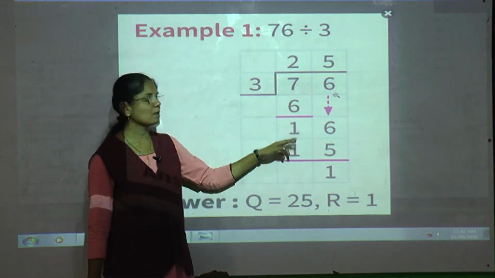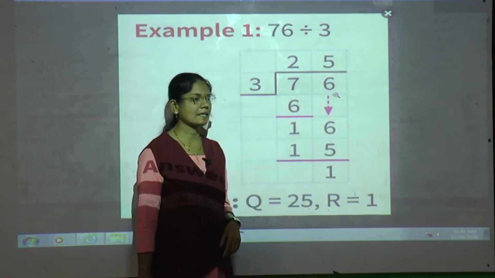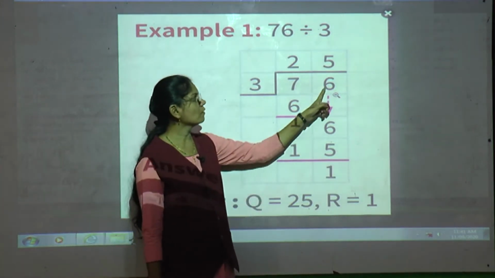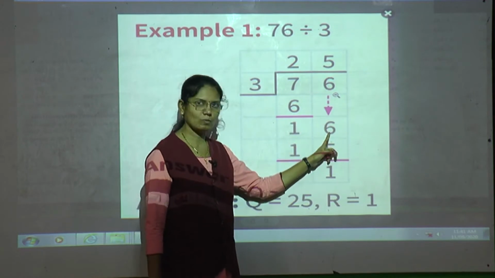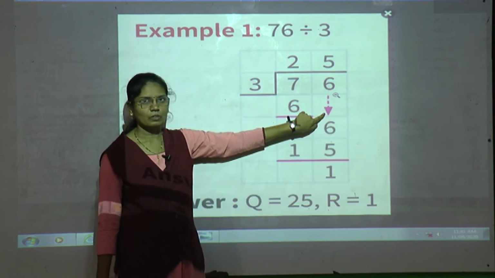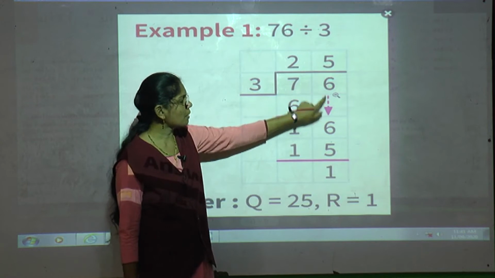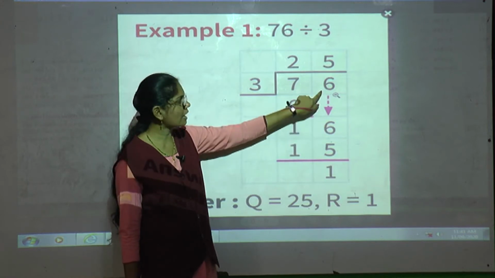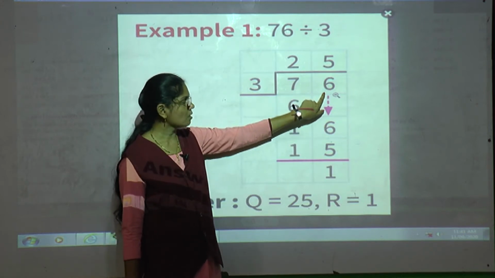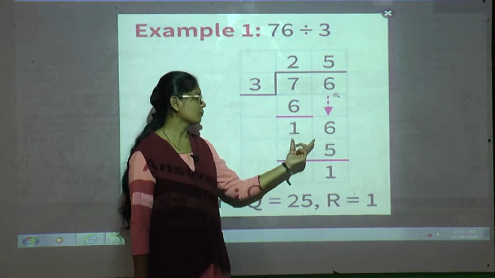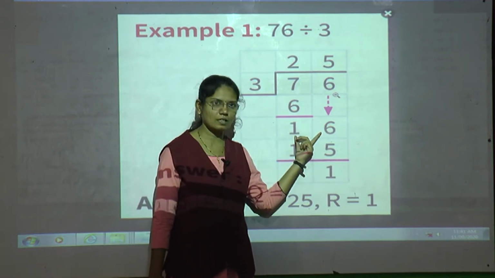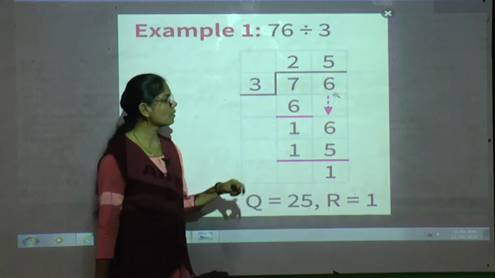Okay, now we will move to the next step. What is the next step? In step 2 we have to take this number down. So here you can see one arrow. Arrow means this number will come down. Now here at ones place 6 is there, so this 6 will come down here. Now here we have 16.